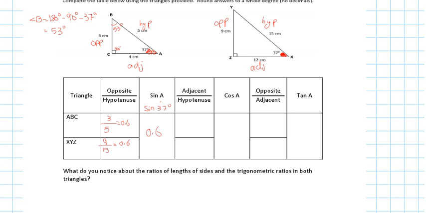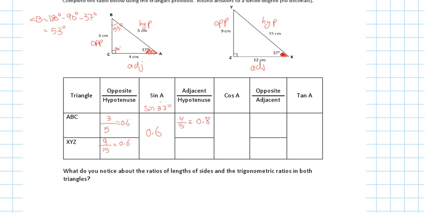Now, they want us to do the adjacent over the hypotenuse. Okay? So, again, in the first triangle ABC, what's adjacent over hypotenuse? 4 over 5. And what does that give me? 0.8. Exactly 0.8.